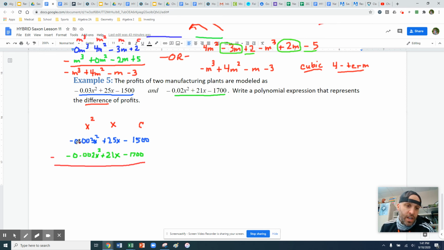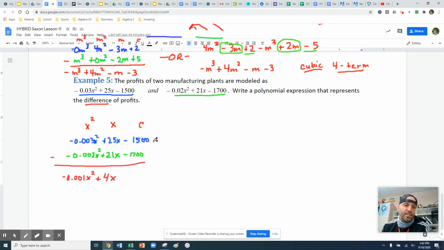In our first subtraction, we've got a negative 0.003, which I'm just thinking of as -3. And then I'm subtracting a -2, which really means I'm going to be adding. So -3 minus a -2 is going to give me -1. So -3 plus 2 brings me up towards -1. So I'm going to have a -0.001x squared. Next subtraction, I'm doing 25 minus 21, which is a positive 4x.